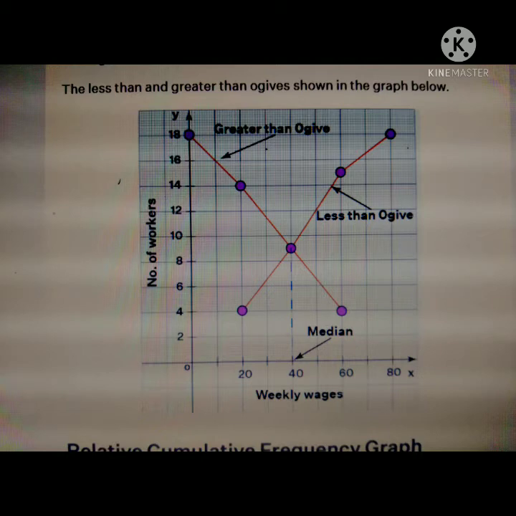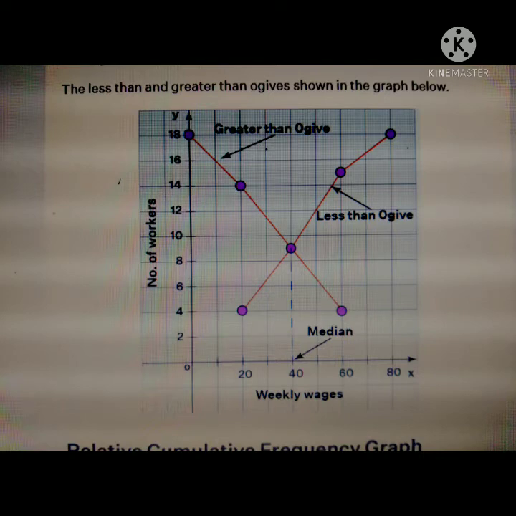So for a less than curve or ogive, mark the upper limits of class intervals on the x-axis and take the less than type cumulative frequencies on the y-axis. So for plotting less than type curve points, 20 is against 4, 40 is against 9, 60 is against 15, and 80 is against 18. These are plotted on the graph, and joined by freehand to obtain the less than ogive.